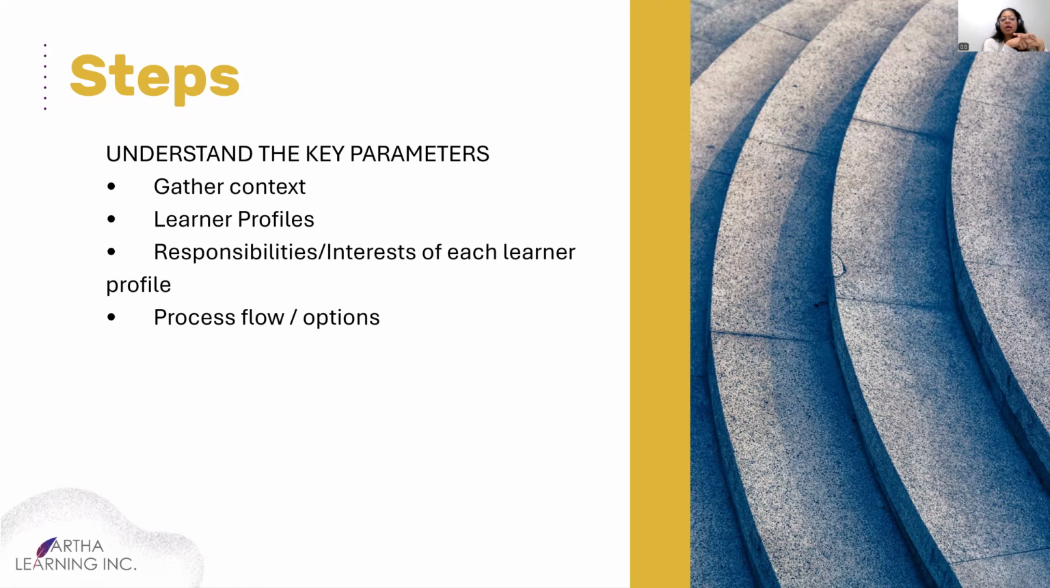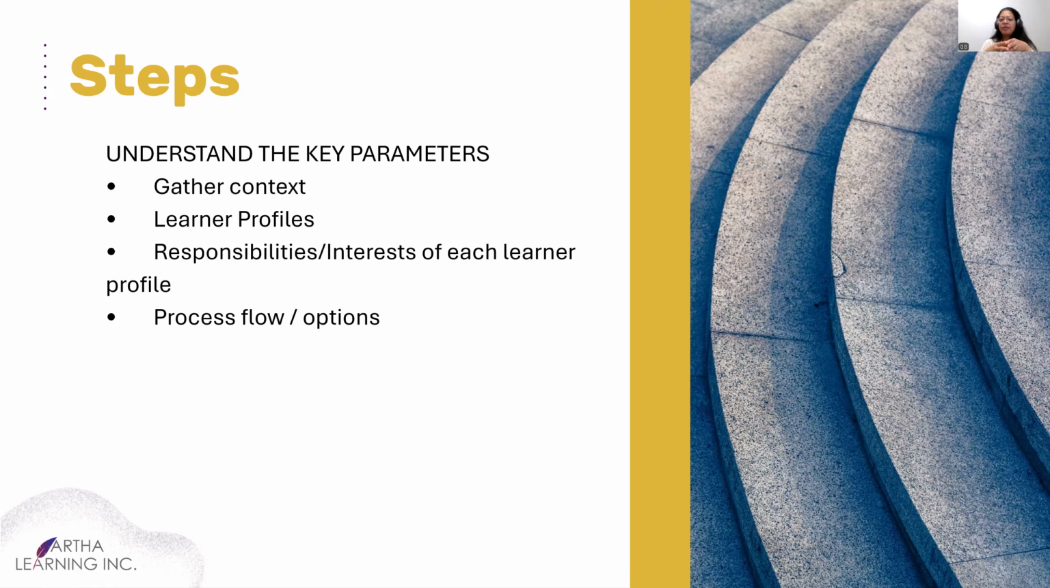Now you want to say, okay, what are we working with? So the first thing is gather context. In the previous example, we gathered context around what are the different user groups, what is important to them, what does workplace violence look like in their role. So you're gathering context, you're gathering learner profiles, you're gathering, in many cases, responsibilities and interests of each learner group, right? And from there, you're making a process flow.